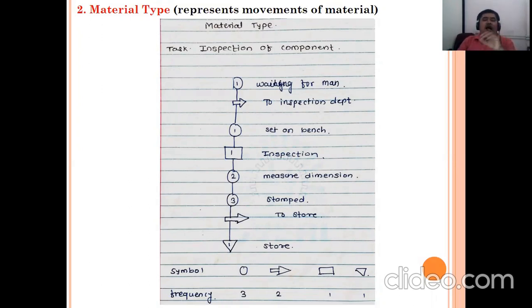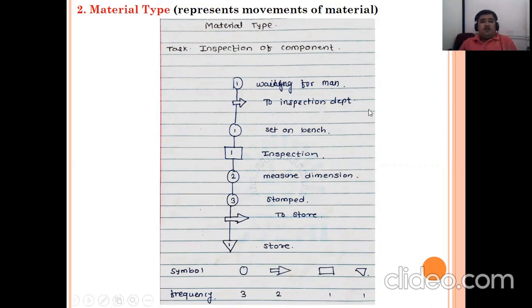And after that, this part is again going to the store. It is not kept on the table itself or in the inspection department; it is going to the store, and once it goes there, you are just keeping that part in the store. So that inverted triangle indicates it is stored, the part gets stored. So in this particular flow chart, how many symbols have we used?